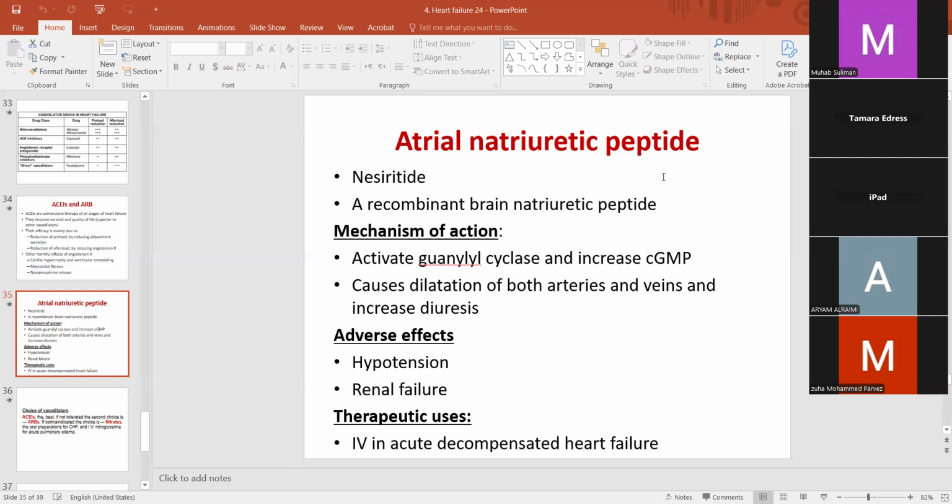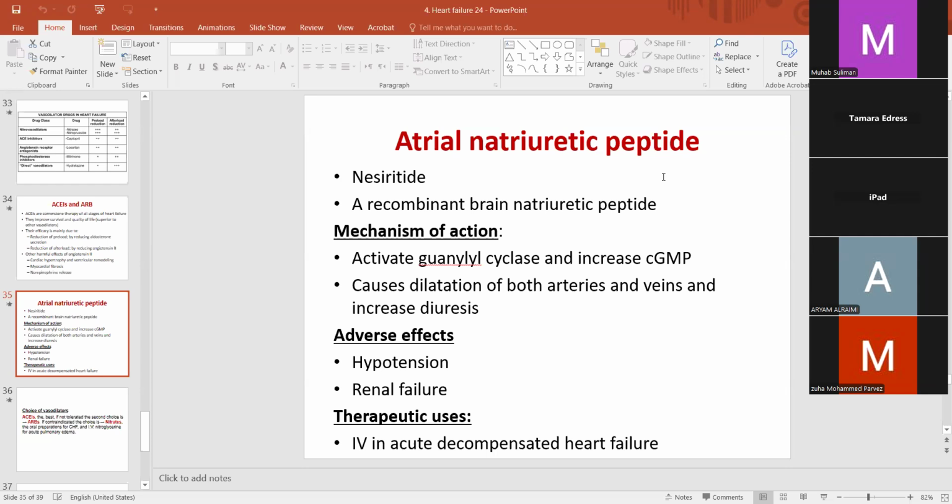We took a recombinant drug from this hormone, and we give this drug to a patient who is in a severe case. The drug is known as nesiritide, used in acute decompensated heart failure, as a third or fourth line alternative when other drugs are not used.